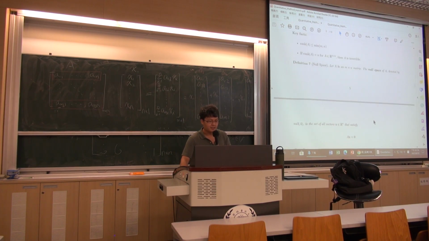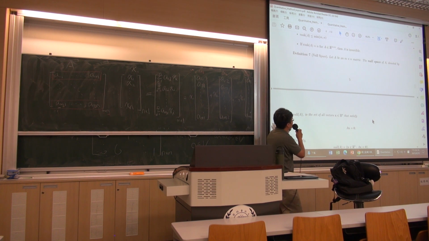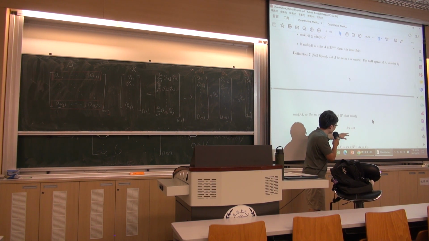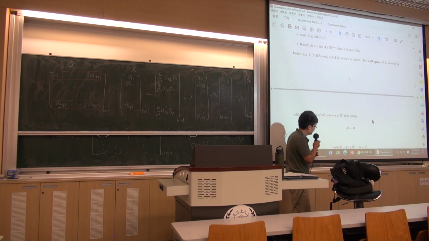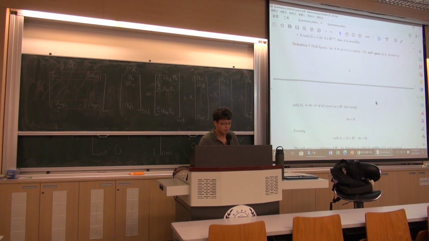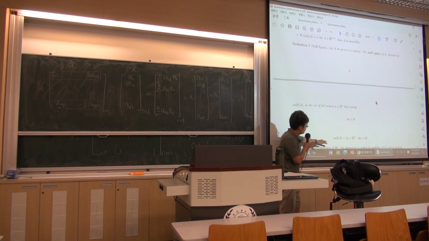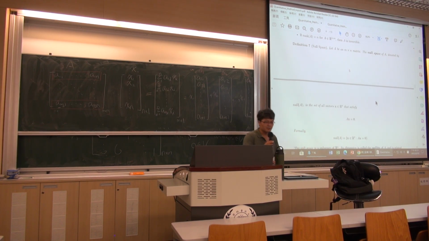Right, and then is the null space here. So what is the definition of null space? Null space means that we want to solve the equation Ax equals 0. What does the solution set look like? It is all the vectors in Rn that satisfy this equation.